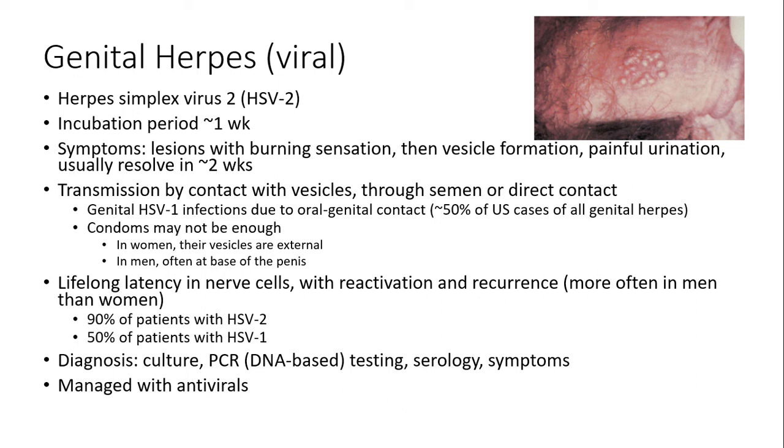You can also get a variant of genital herpes from herpes simplex virus 1 infections due to oral genital contact. So remember, HSV1 causes cold sores and fever blisters. And so if you're having oral sex at that point, you're going to have contact between the mucosa that normally has HSV1 and what can normally house HSV2. Well, it turns out they're similar enough that HSV1 can live on the genitals as well. And this is actually what accounts for about 50% of US cases of all genital herpes infections now.